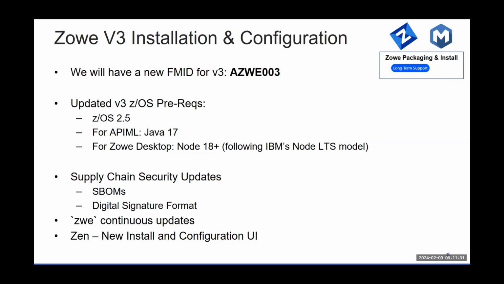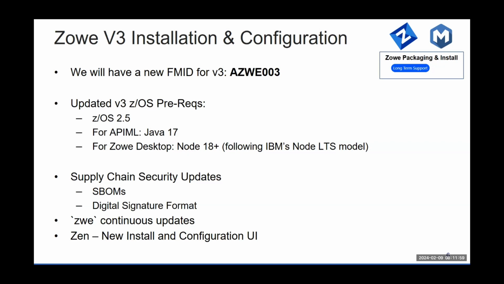So with that said, for V3, of course, we're going to have a new FMID, AZWE003. This follows our prior practices with the new FMID for every major release version of Zowe. I also wanted to consolidate some of the updated z/OS prerequisites for V3. The minimum supported version of z/OS will be 2.5. This increases from V2, where the minimum version of z/OS tolerated was 2.4.